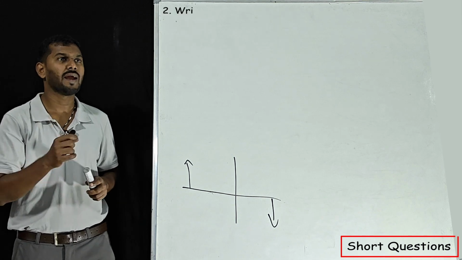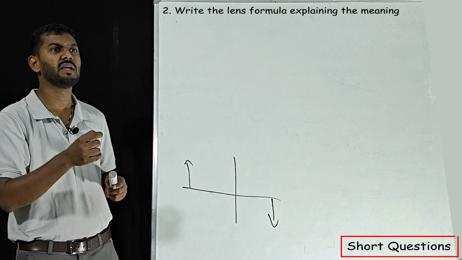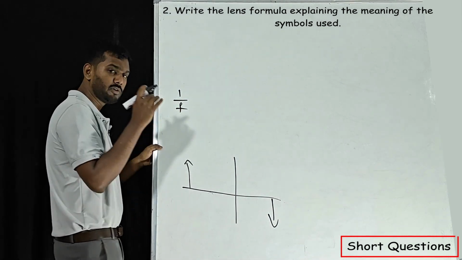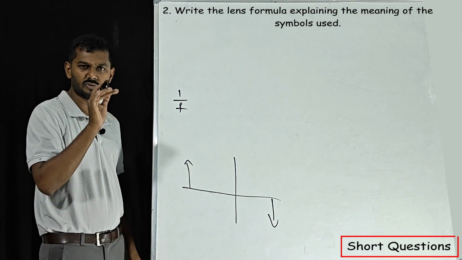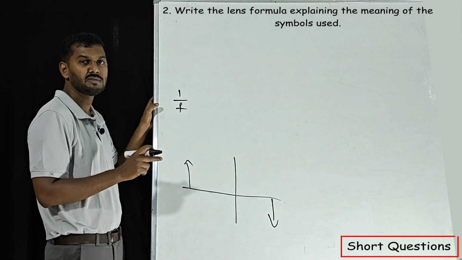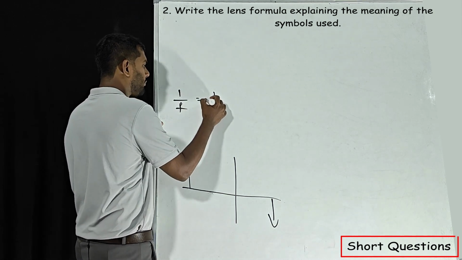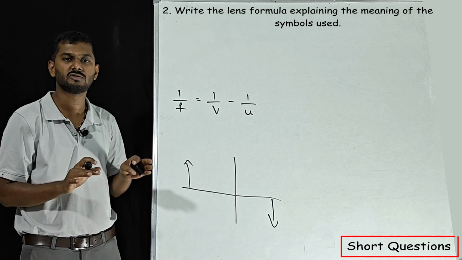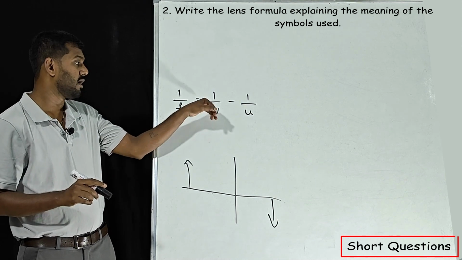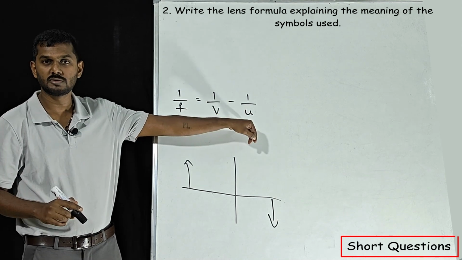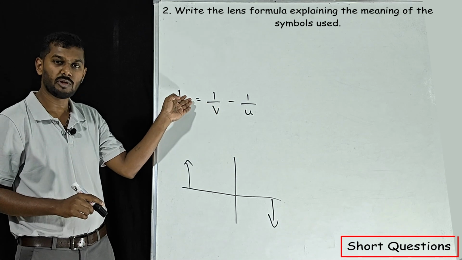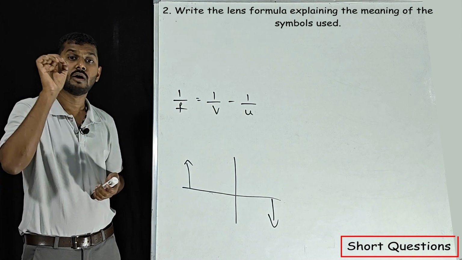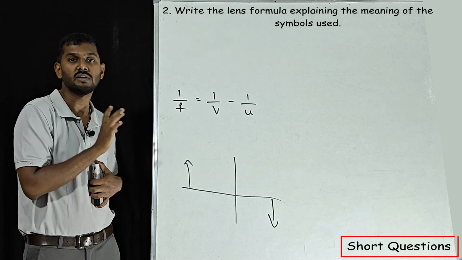Our next question: write the lens formula explaining the meaning of the symbols used. Very simple question. Lens formula we are going to definitely use in numericals for most of the questions. So this is a very important formula. Writing the formula is very important, and explaining is also important. Whether V is positive, U is positive, or U is negative, V is negative, F is positive or F is negative. That is very important. That is what you are going to learn from the sign convention concept.